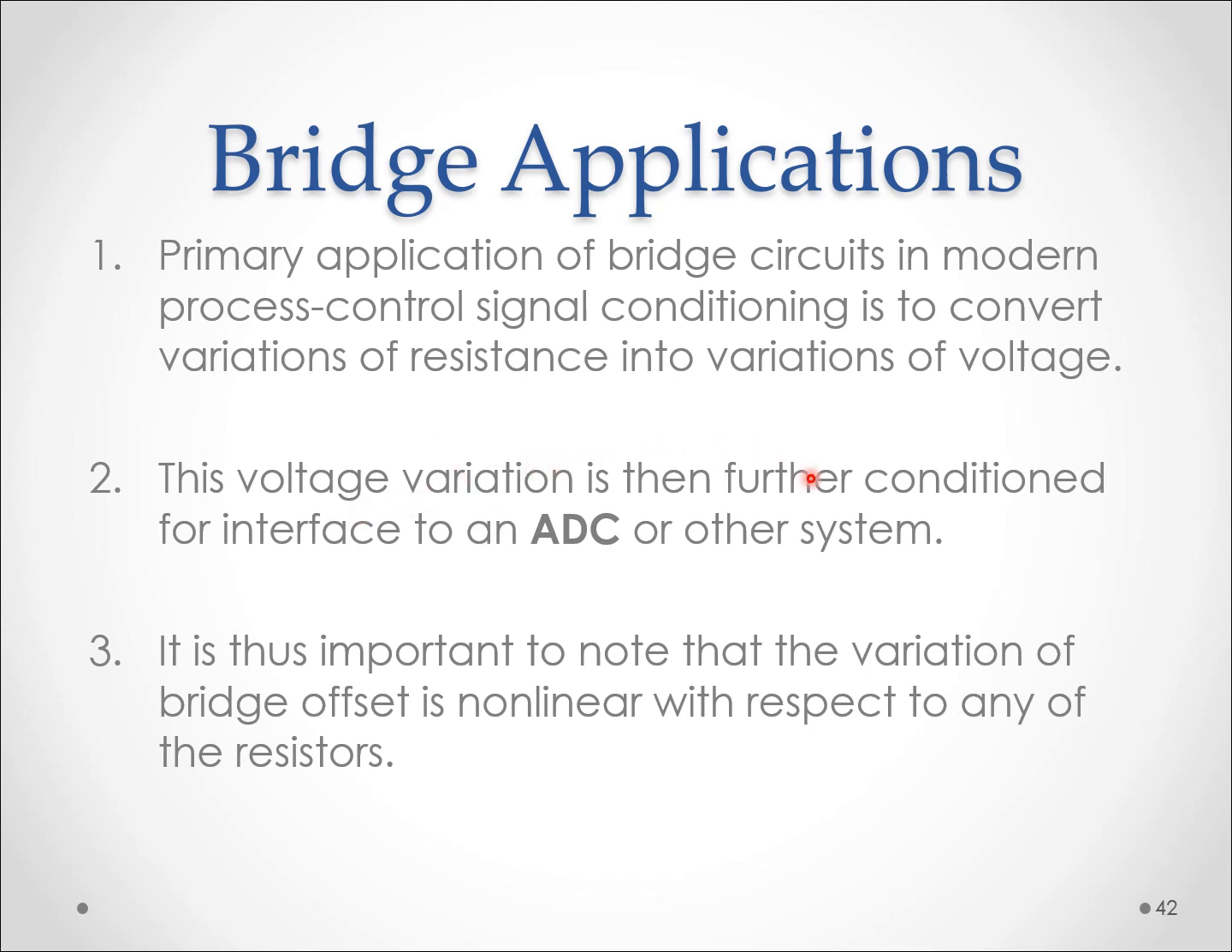The voltage signal from the bridge might require further processing or conditioning to ensure it meets the specific requirements of the control system or an analog to digital converter, or ADC. This conditioning might involve things like amplification, filtering, or scaling the voltage signals. The goal is to create a clean, accurate voltage representation of the original resistance variation. It is important to note that the variation of bridge offset is non-linear with respect to any of the resistors.